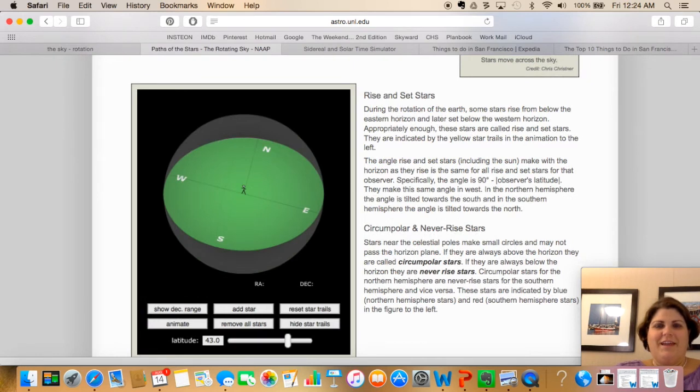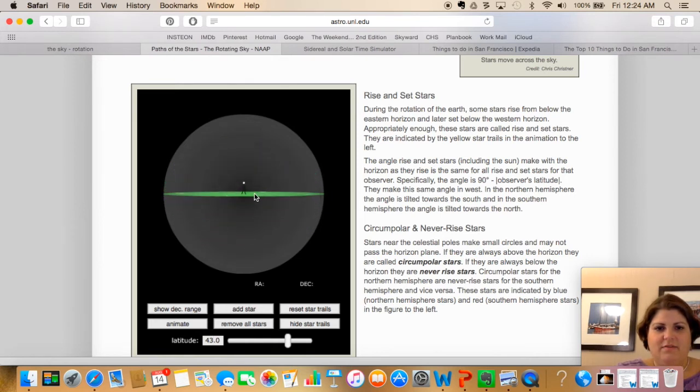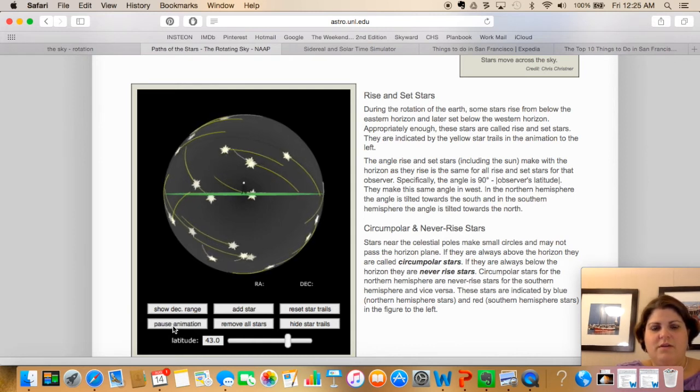However, if we set our latitude to what we are here, we're pretty close to 43 degrees. And if we move our horizon so that we can see it from the side and add a bunch of stars, we see that objects appear to move diagonally from the horizon.